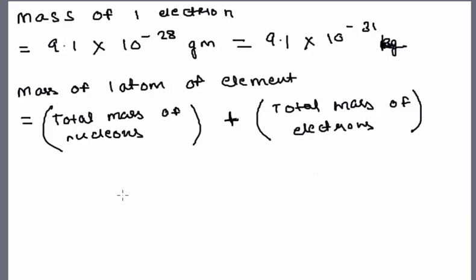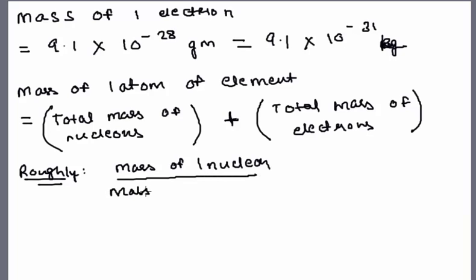Now if we just compare the mass of one nucleon and the mass of an electron, the mass of one nucleon, I told you, was of the order of 10 raised to the power minus 24 gram, and the mass of one electron is of the order of 10 raised to the power minus 28 gram. So basically, if we do some rough calculations out here, roughly the mass of one nucleon divided by the mass of one electron gives me the value as roughly, approximately.